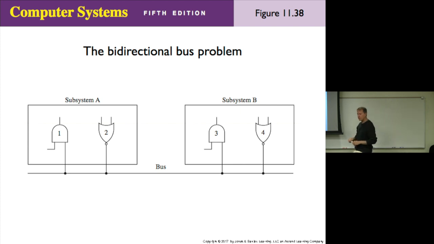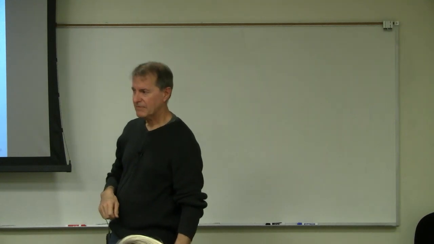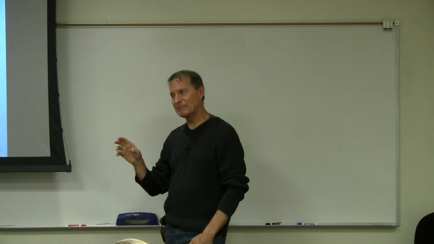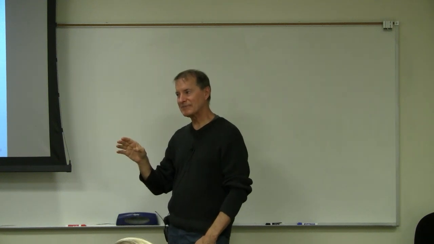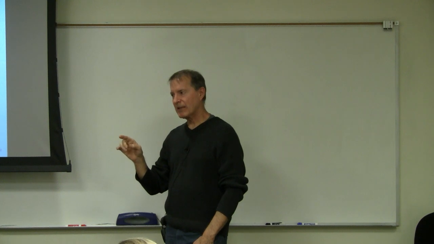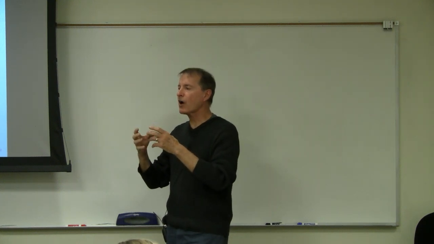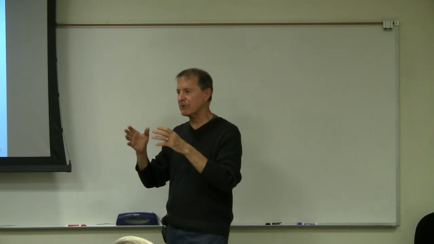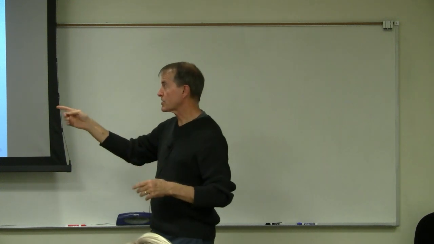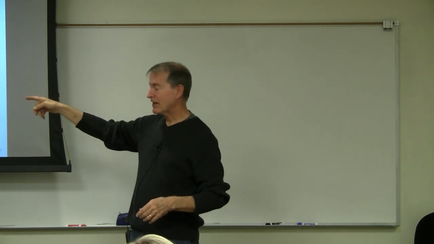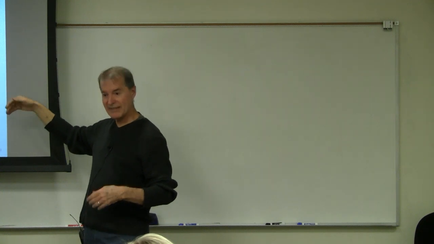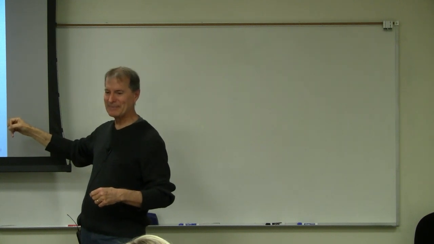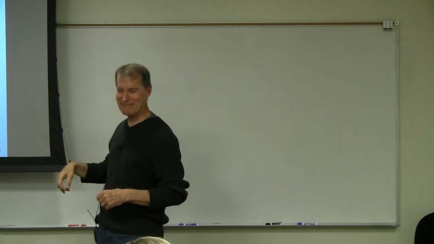Now, what do we mean by shut off? It's not just disable, and that's a really good point. If it were just disable, how do our enable lines work for our gates? If enable is 0, it makes the output 0. But just making the output of 2 be 0, if the output of 4 is 1, that's a conflict, unless it's a wired OR, which it's not going to be.